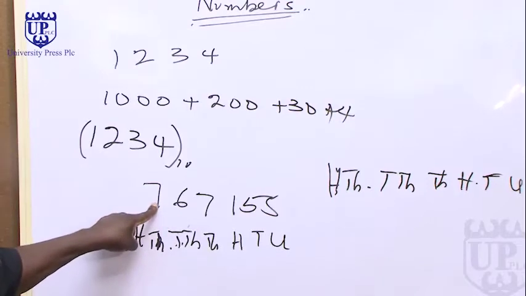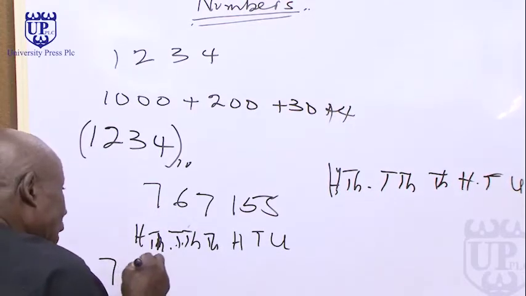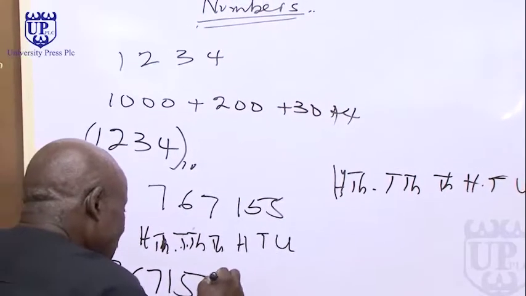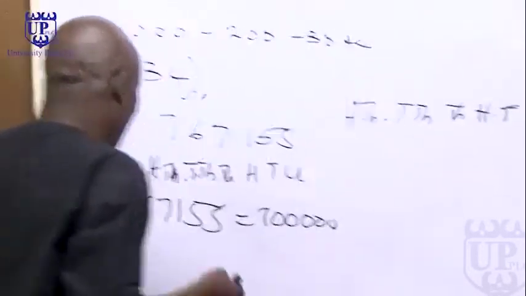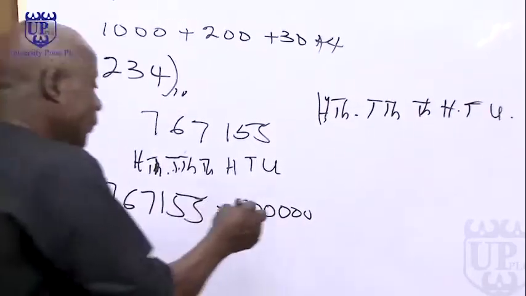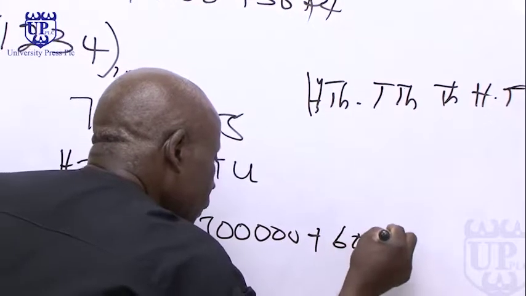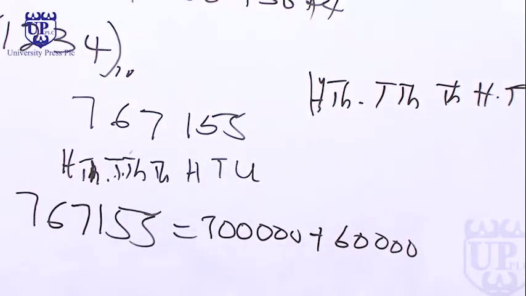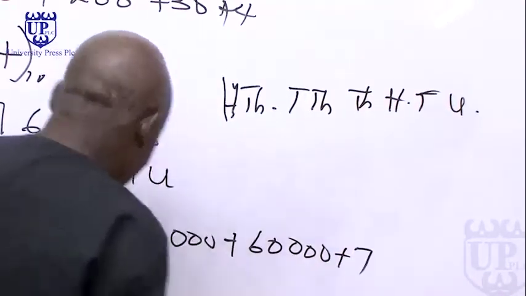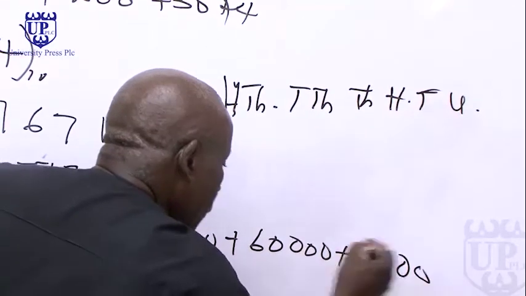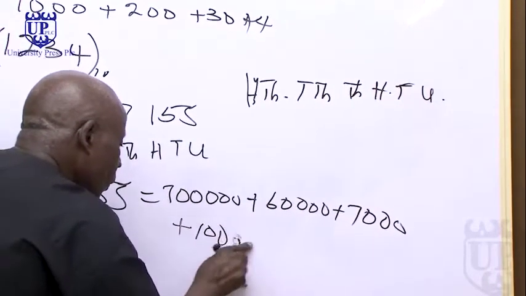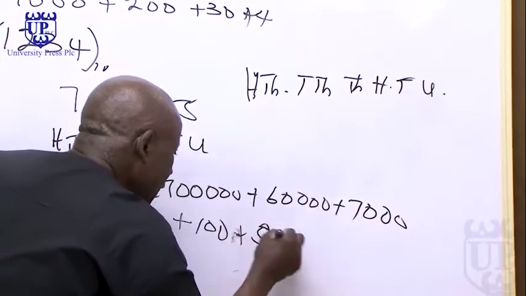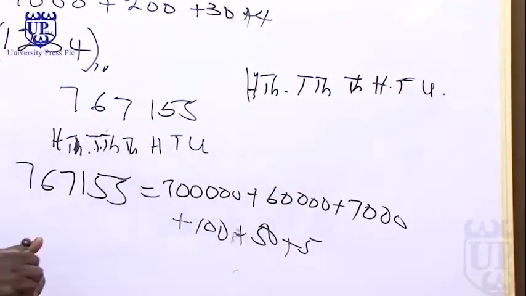Now if you look at this, 767,155, it means 700,000 first. 767,155 is the same thing as 700,000 plus 60,000, now plus 7,000, then plus 100, plus 50, then plus 5. What is the meaning of this?